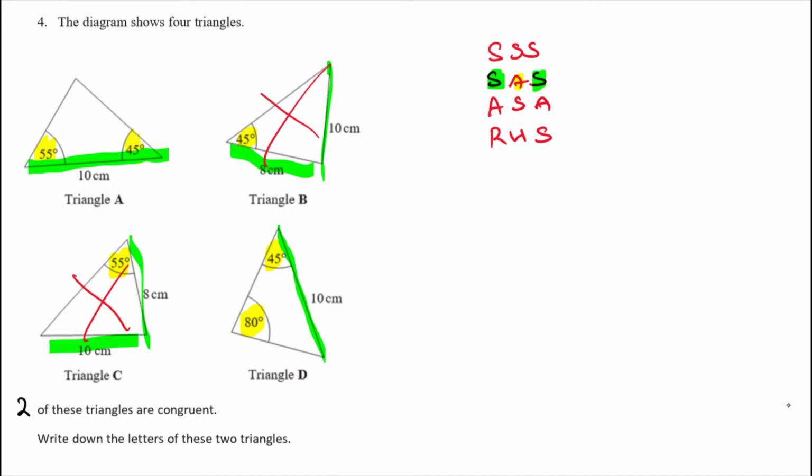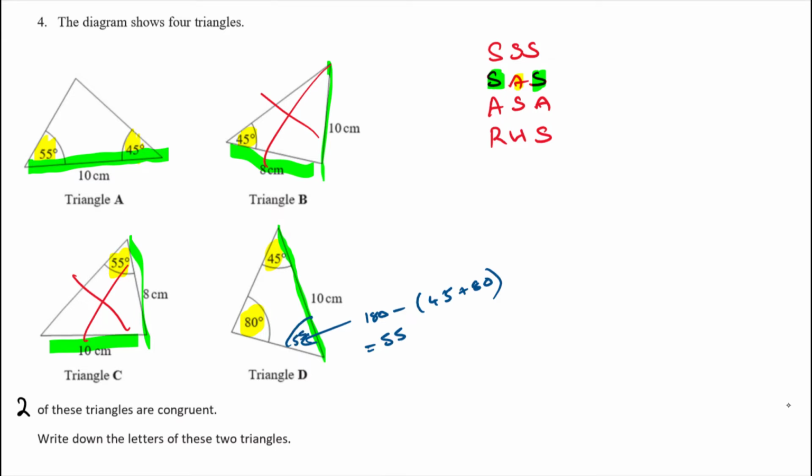But actually, if you think about it, in a triangle, all the angles add up to 180 degrees, don't they? So if I know that one's 80 and that one's 45, then the third angle, this angle here, is going to be 180 minus the other 2, isn't it? So if I add 45 and 80 together and take it away from 180, that's 180 take away 125, which is 55. So actually that's a 55-degree angle in there.